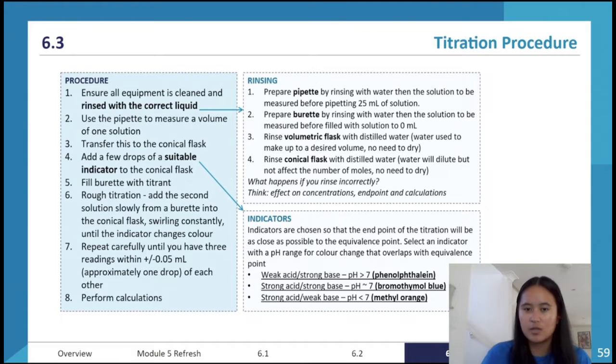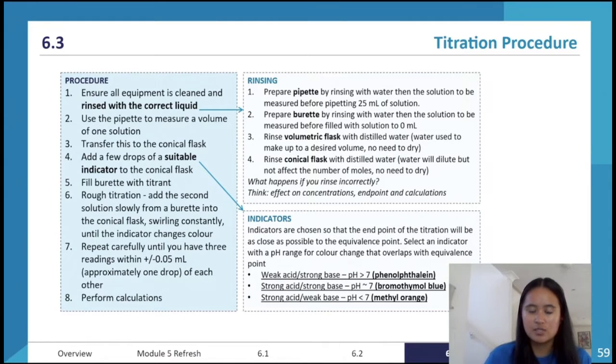Phenolphthalein is the main one that we use. It's the famous one. It's the pretty pink one. Most of the time you're going to be using that. So you put a couple of drops of the indicator into the conical flask, and then you need to fill the burette, the one that's being held by the stand. You fill that burette with titrant, whatever you're titrating. Then you do a rough titration.